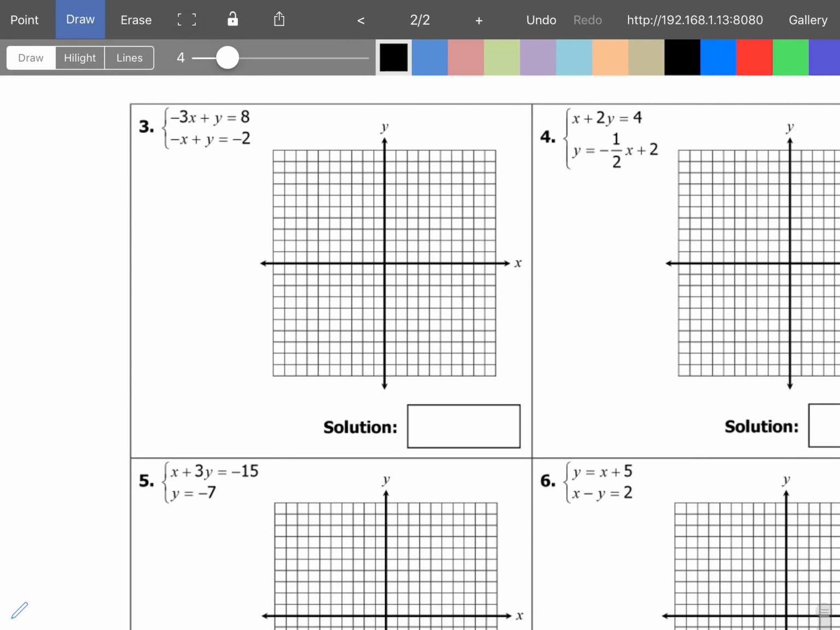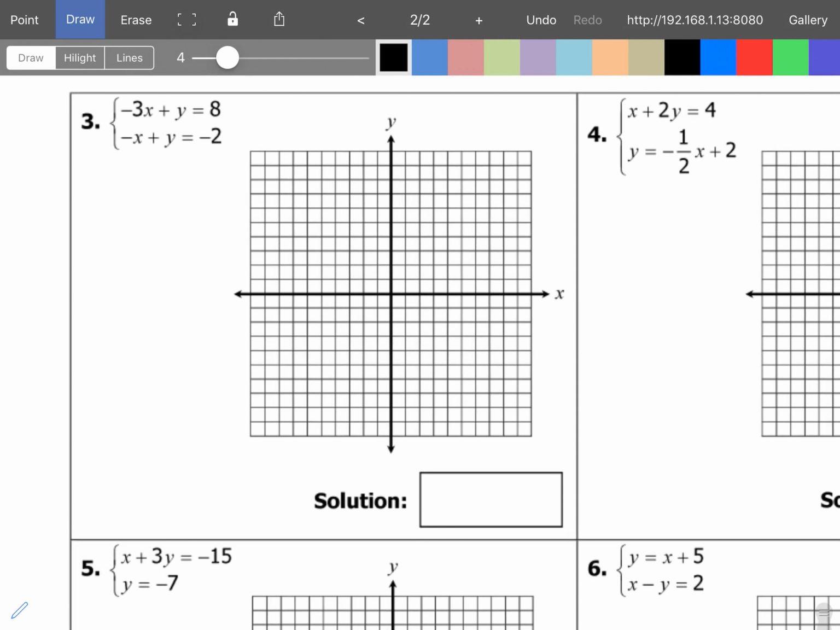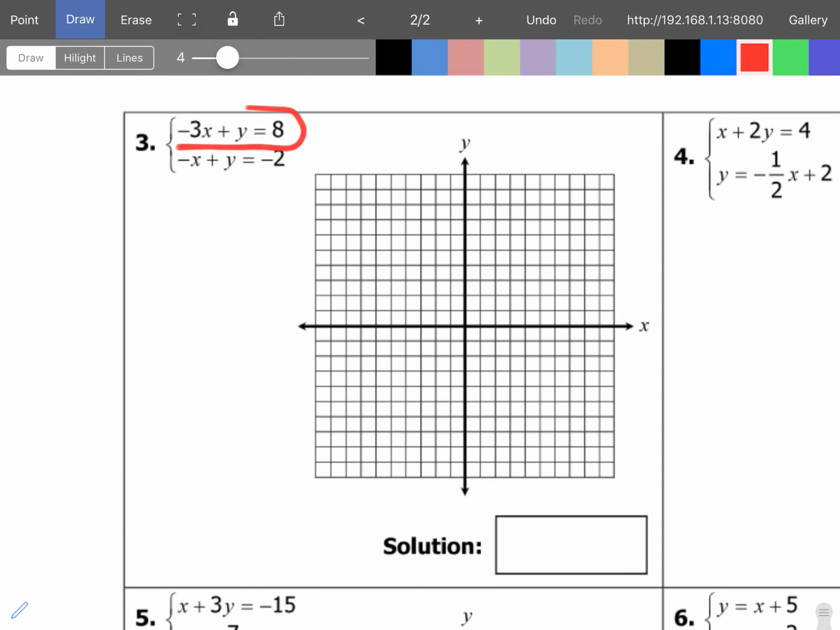Let's look at these. Now the first step, remember, get it in y equals mx plus b, slope intercept. This one is not in slope intercept, so I'm going to do that first. All I have to do is get y alone.